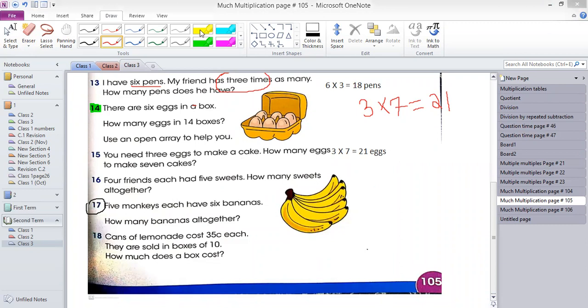Good. Very good. So I repeat the question, guys. The question is 5 monkeys each have 6 bananas. There are 5 monkeys. If one monkey has 6 bananas and there are 5 monkeys, how many bananas will be all together? For that you will multiply 5 by 6. So tell me, guys, how many bananas will be there all together?